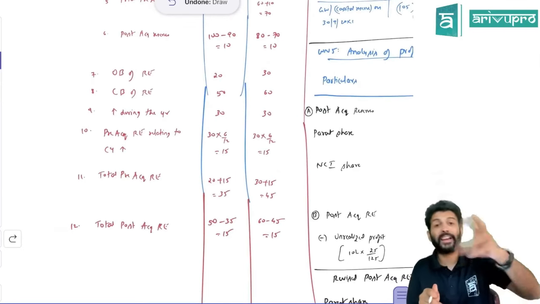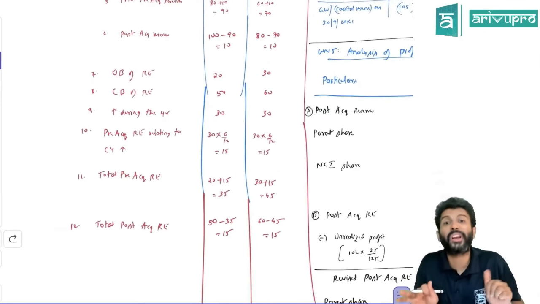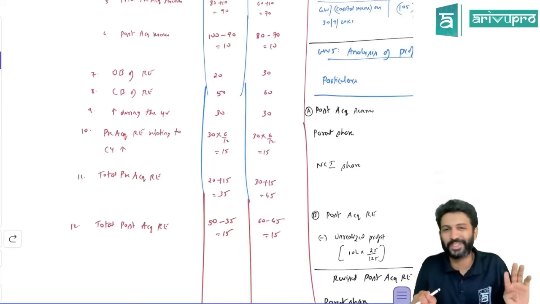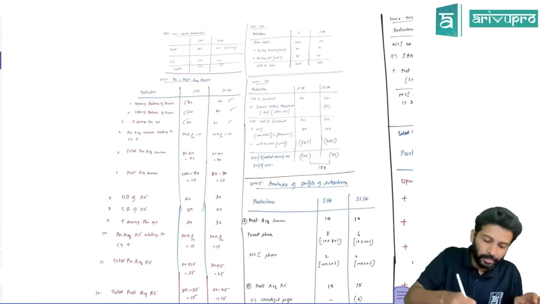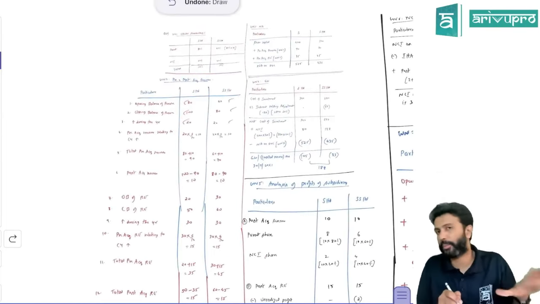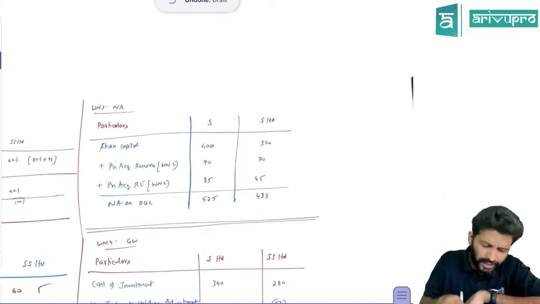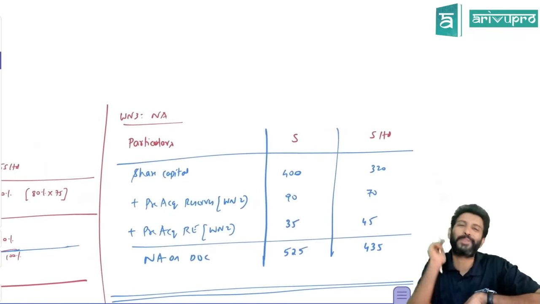Because when you're calculating net assets, what do we want? We don't want total reserves. We want only pre-acquisition reserves, right? So here there was some drama around pre and post. That's the reason we put up this working note. Next, usually you put up the net assets working note, but not for one company, but for two companies.